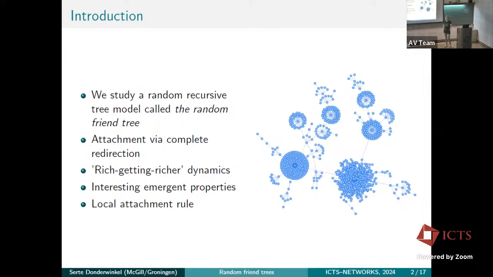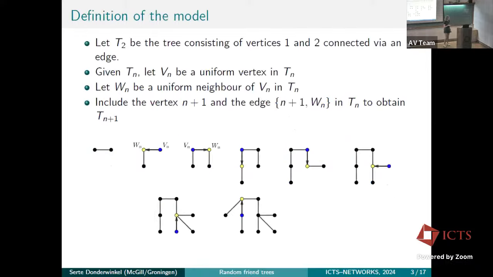Of course, this model is far from perfect for modeling real-world networks, but you can understand that there's some motivation for being interested in local attachment rules rather than attachment rules that use global properties.